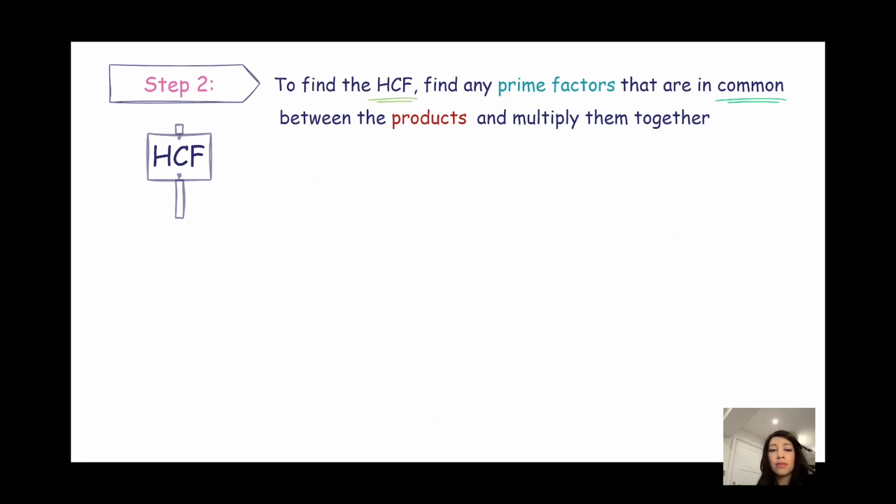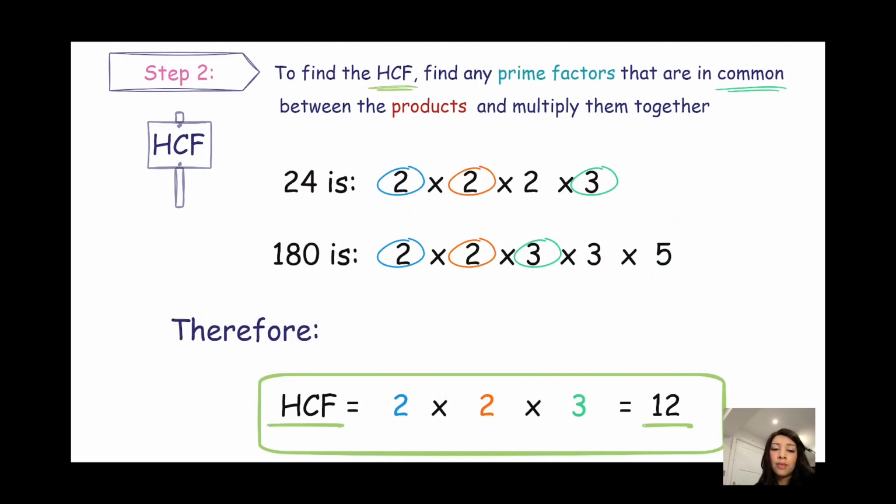To recap, the highest common factor is 2 times 2 times 3, which is 12. And what we did is we found the prime factors that were in common between the two products and multiplied them together.